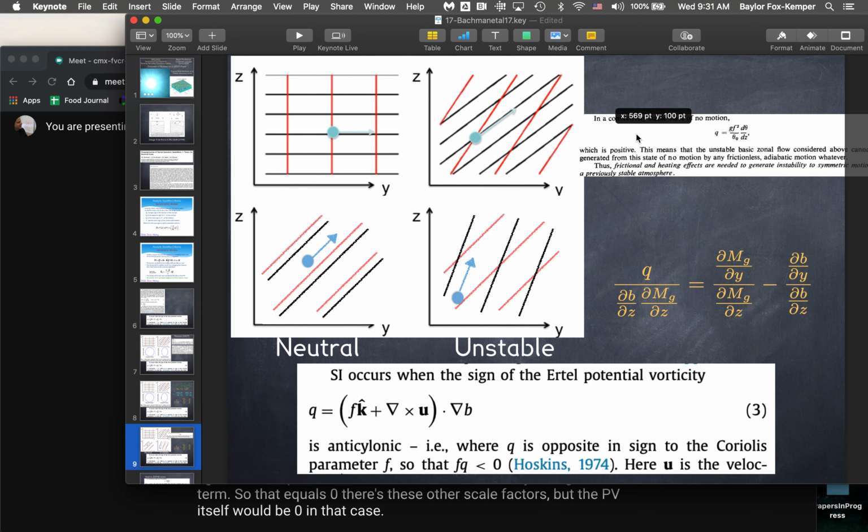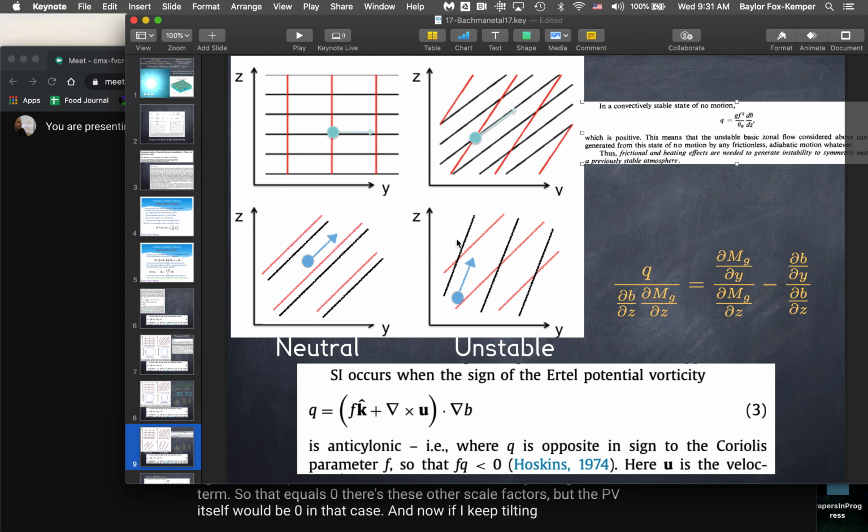And now if I keep tilting the momentum surfaces relative to the density surfaces, and I get to this really strong shear front case, where now the momentum surfaces are less steep than the density surfaces, this is where the PV goes negative. So the PV is negative in this case. This is the unstable to SI configuration. This would be neutrally stable to SI.